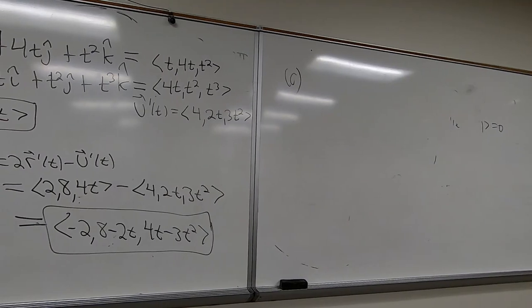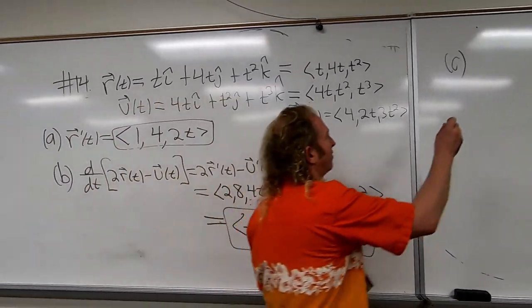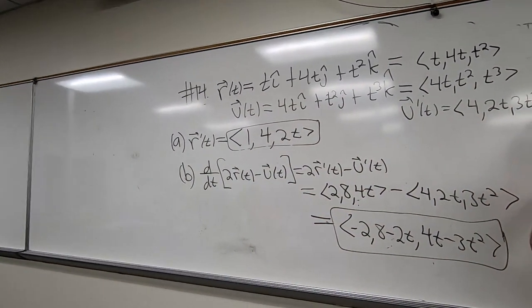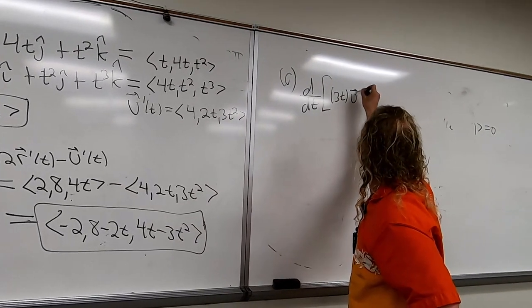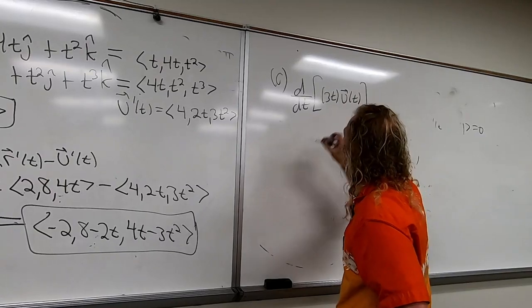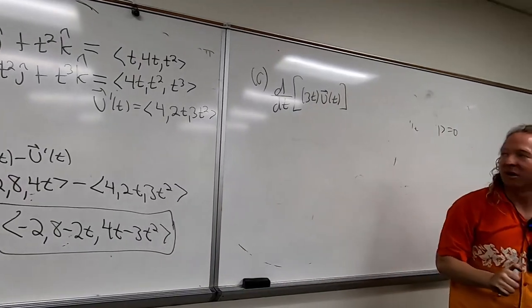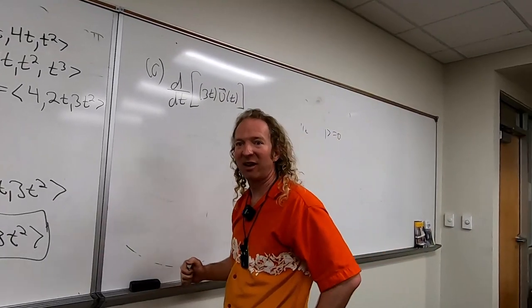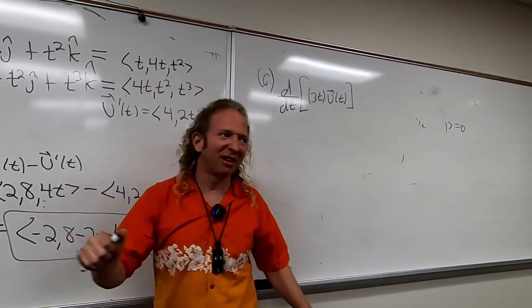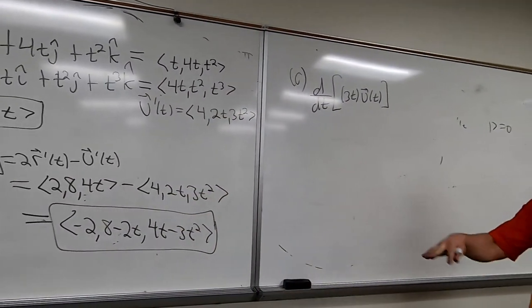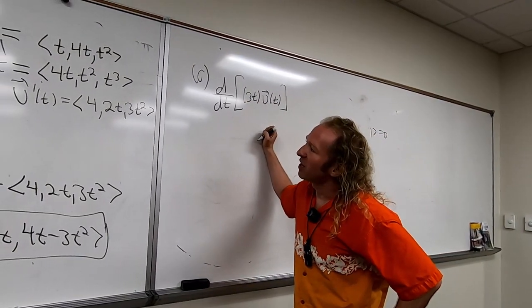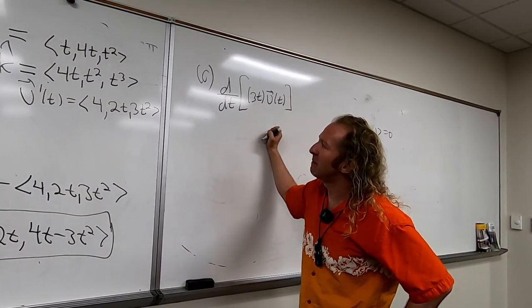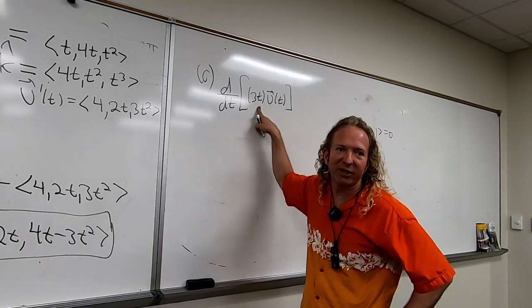C is 3t times u(t), so it's the derivative of 3t u(t). I think maybe I've never done this problem in class. This seems really foreign. I usually just say you'll figure it out, and people will do it. So I guess we have to distribute the 3t first. That might be better. We can use the product rule, but that's no fun.